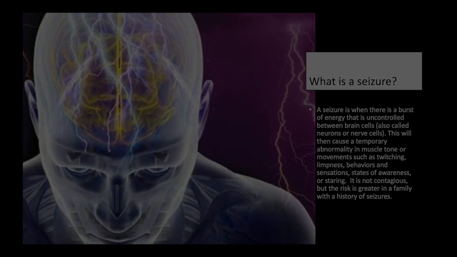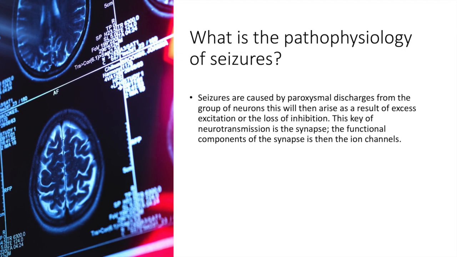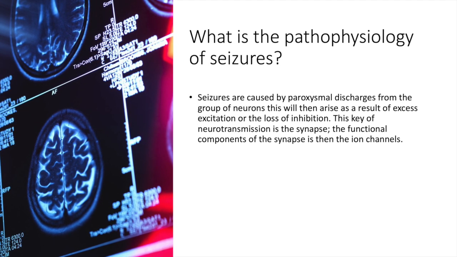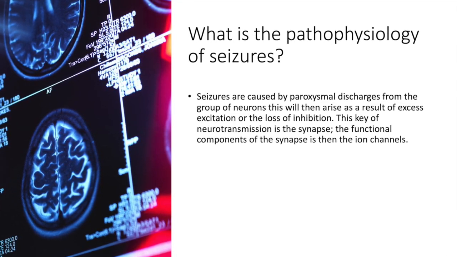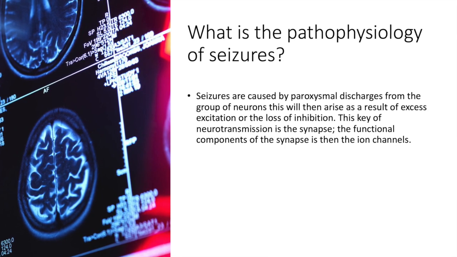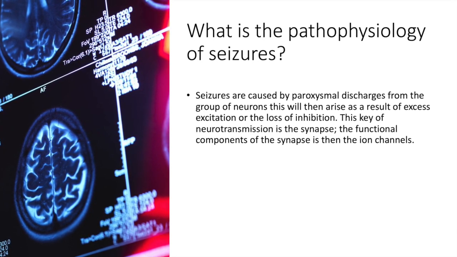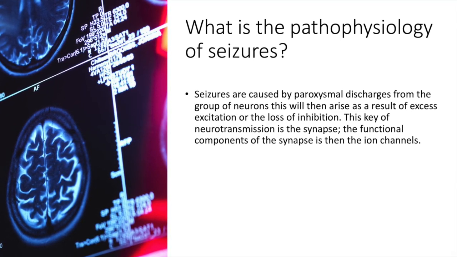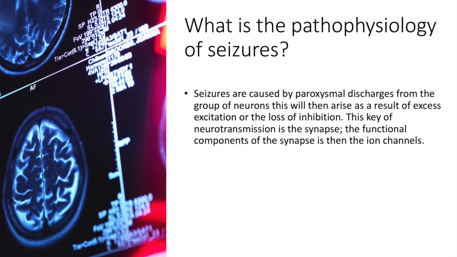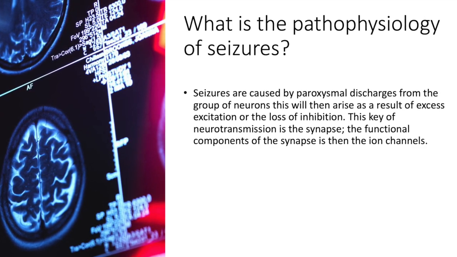What is the pathophysiology of seizures? They are caused by the paroxysmal discharges from groups of neurons, which will then arise as a result of excess excitation or the loss of inhibition. The key unit of neurotransmission is the synapse, and the fundamental components of synapses are ion channels.